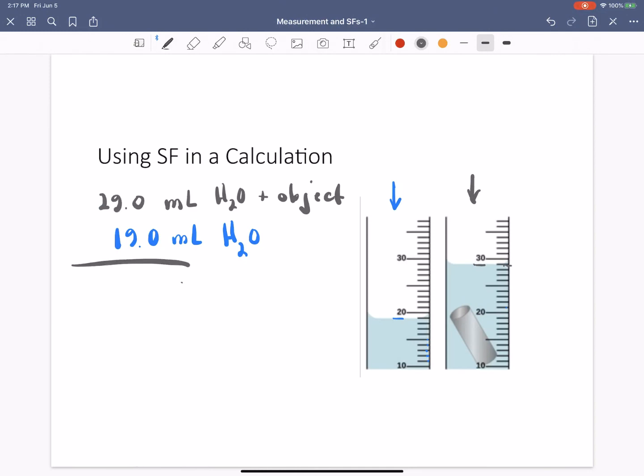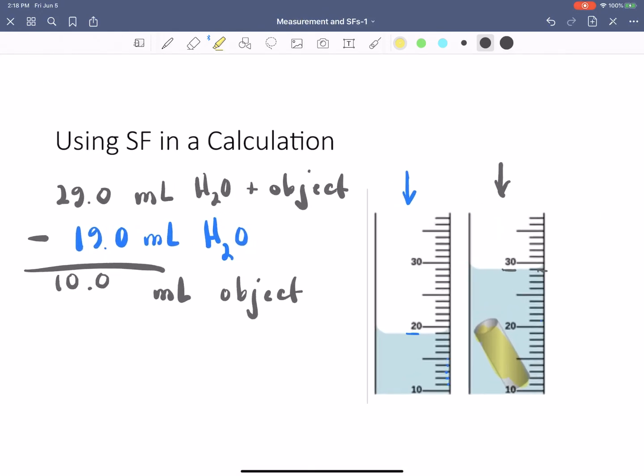To find the volume of just the object, we subtract. So this object had a volume of 10 milliliters. We're reporting this last digit because when we add and subtract, we consider how far past the decimal.